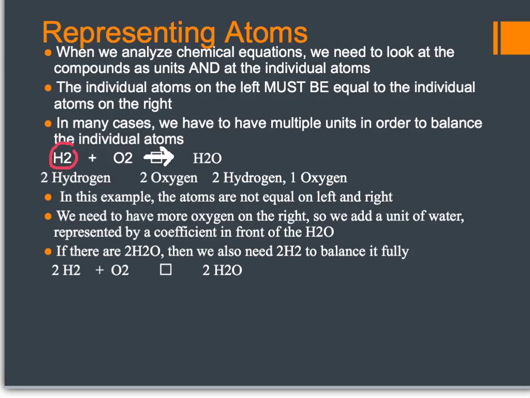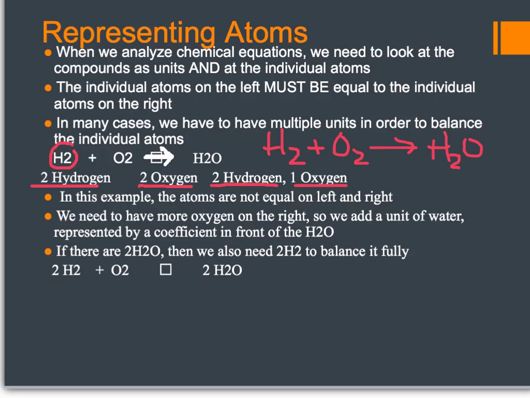We have 2, that should be a subscript. Let me put it here again. We have 2 hydrogens on the left, in the way that our reaction is currently written, and we have 2 oxygen atoms on the left. And then we show those yielding a product that contains 2 hydrogen atoms and 1 oxygen. So there's something wrong here.